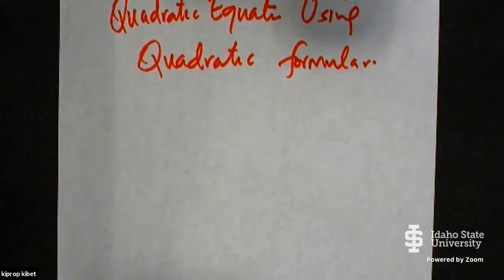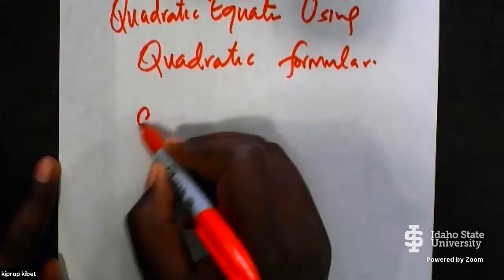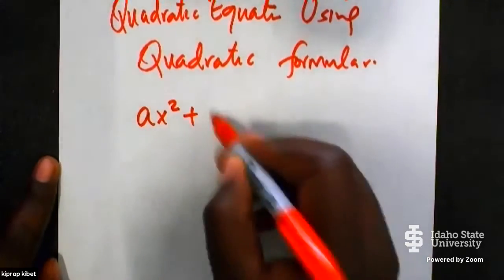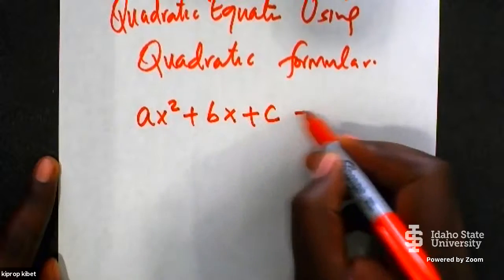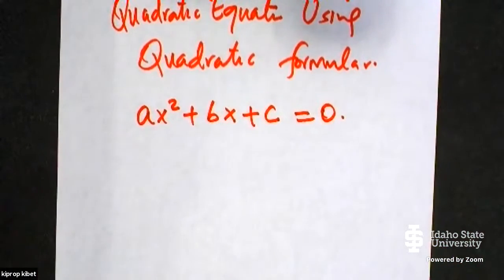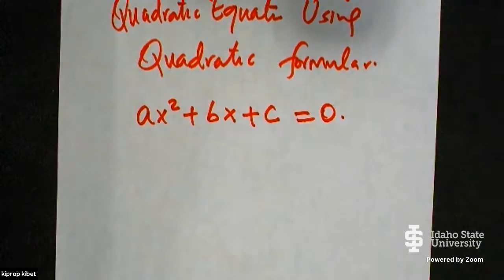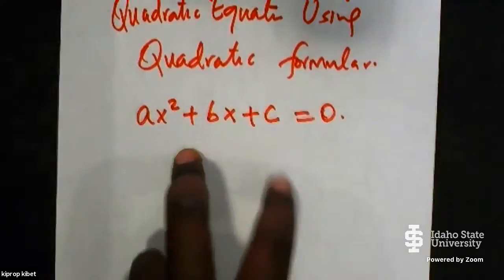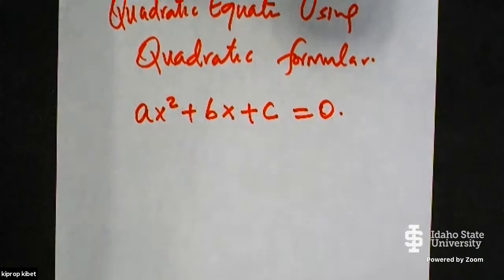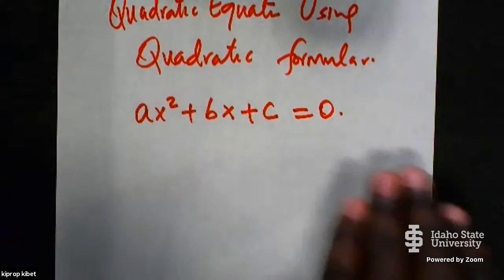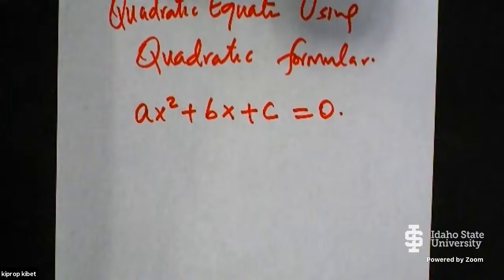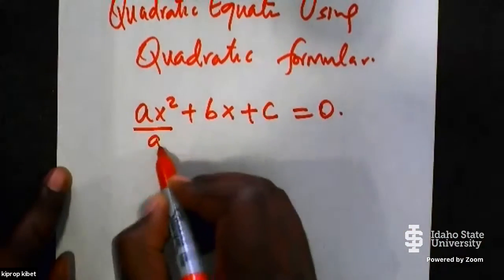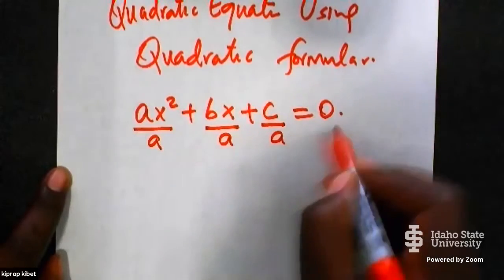Now we can formulate the quadratic formula by use of completing the square. So if you have the equation of this form, ax squared plus bx plus c equals 0, how can we form the quadratic formula from this, using completing the square? Now, how do you do the completing square? First, you divide everywhere by the coefficient of x squared. So you divide this one by a, by a, by a, by a.